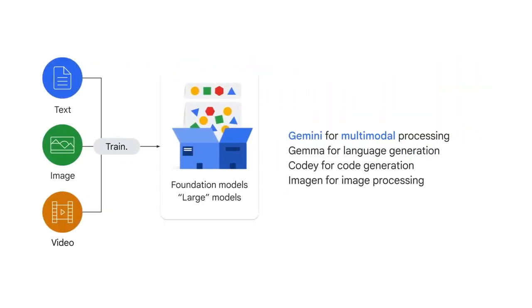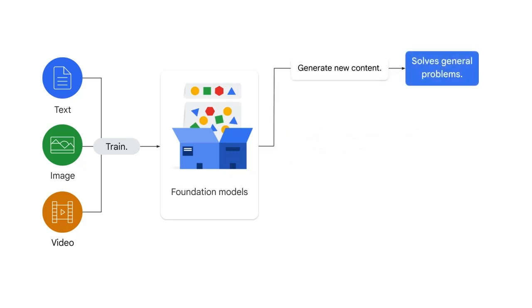At present, the primary foundation models trained by Google include Gemini for multimodal processing, Gemma, a lightweight open model for language generation, Codey for code generation, and Imagen for image processing. Please note that this list is subject to change as foundation models evolve. Additionally, Gemini has the potential to replace some of these models, as it can process data across multiple modalities. A foundation model can then be used directly to generate content and solve general problems, such as content extraction and document summarization.